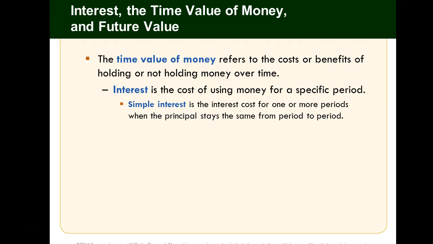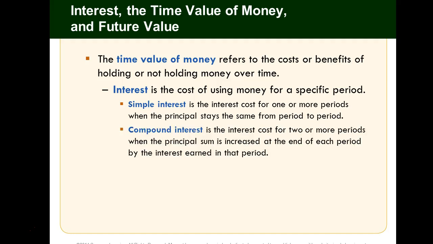Now, when we're dealing with what we call simple interest, we just take the interest rate and apply it to the value of the loan. We don't add interest to the loan balance. But oftentimes compound interest is what we're familiar with, where over 2 or more periods, the principal sum gets increased at the end of the period because of the interest.